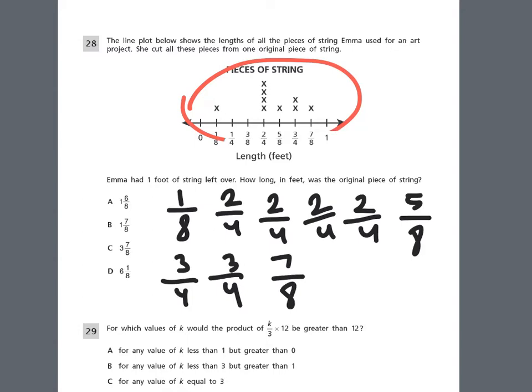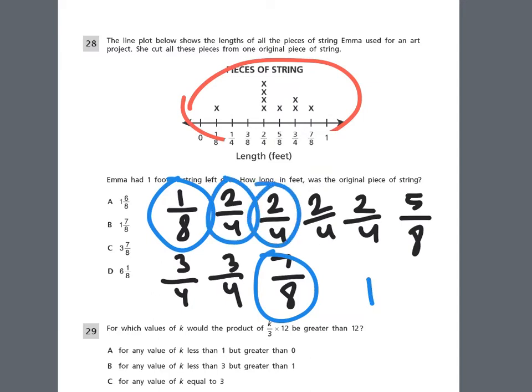Let's combine things to make whole. 1/8 and 7/8 makes 1. We got 2/4, 2/4, which is really half and a half. That's 1. 2/4, 2/4, that's a half and half. That's 1.